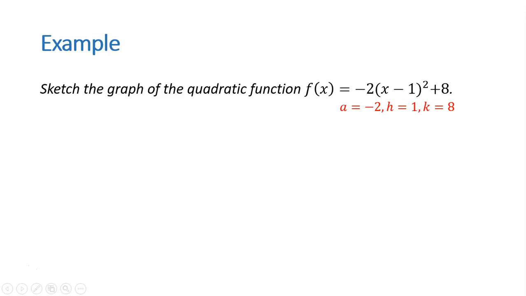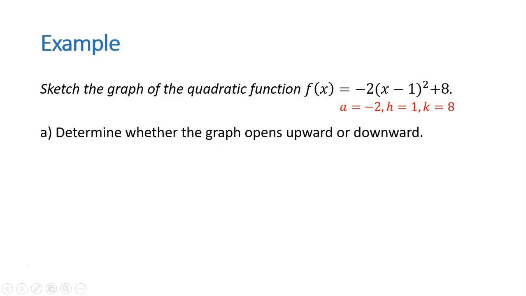And then k is going to be 8. So most of the information we need for our graph comes from just these three numbers. First thing we want to decide is whether the graph opens upward or downward. We base this on the value of a. A is negative 2, which is less than 0. Well, if our leading coefficient is less than 0, then we're going to open downward.